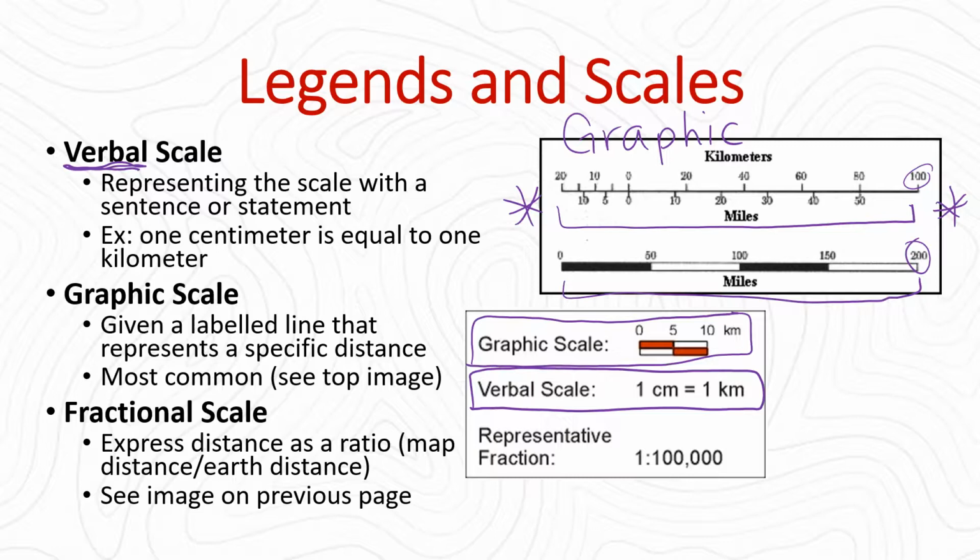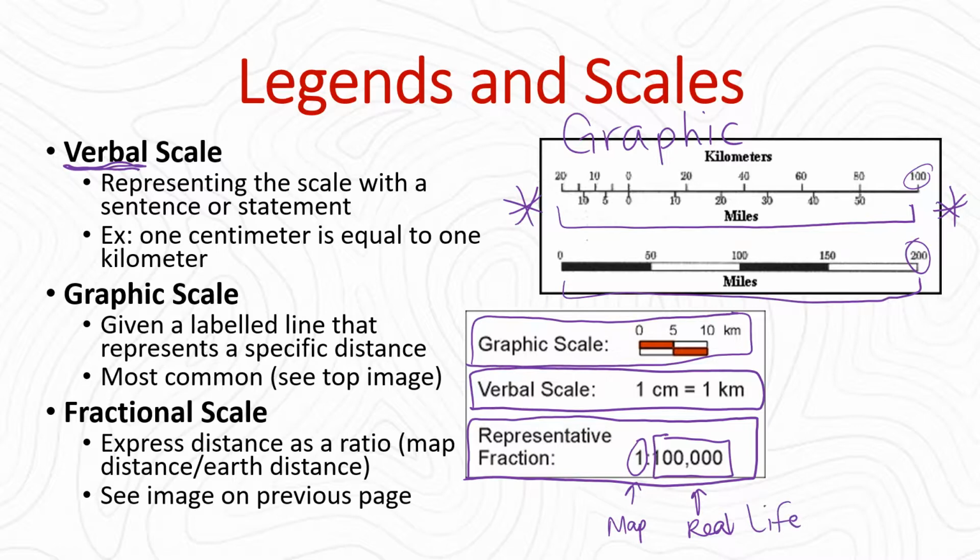And the last one is the fractional scale. This one's for those people who really love math and maps. It expresses the distance as a ratio. So it's comparing what is on the map to what is happening in real life. So this is going to be your map, and this is going to be real life. So these ones are really good if you have to calculate distances and you need more exact numbers when you're looking at things. But we're not going to use those ones nearly as much as the other two in this class.